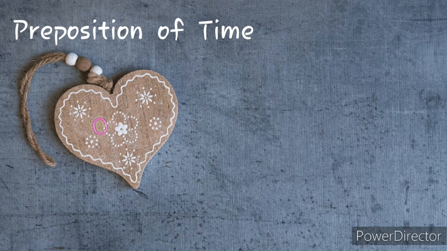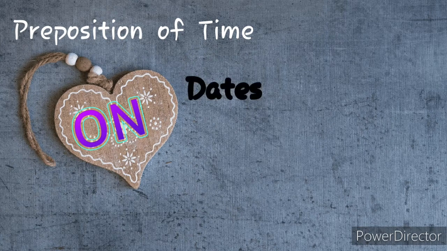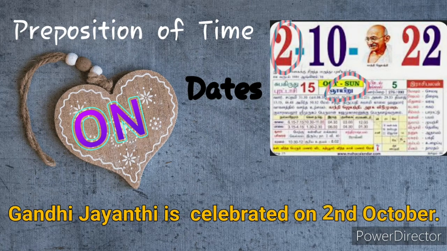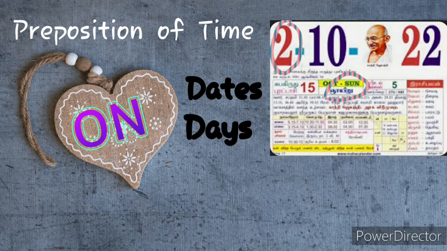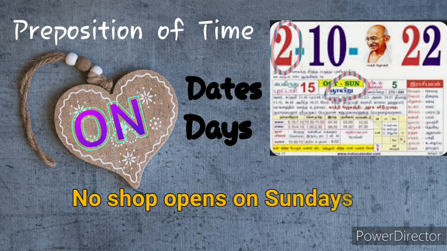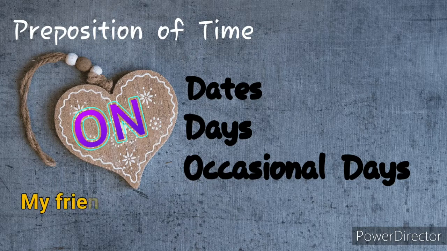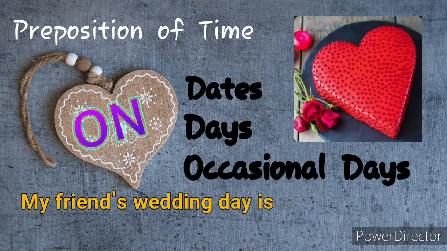The usage of the preposition on with respect to time. On can be used before dates. Gandhi Jayanti is celebrated on 2nd October. It is used before days. No shop opens on Sundays. It is used before occasional days. My friend's wedding day is on Valentine's Day.